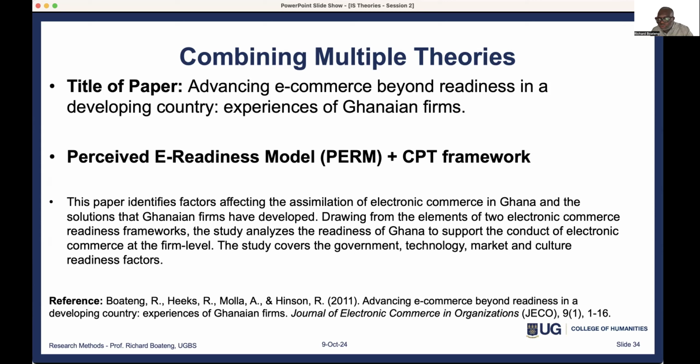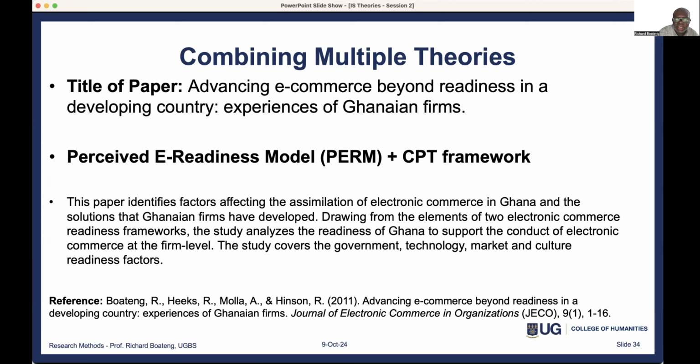For example, government was linked to culture, which is in the CP, the policy, which is in the CPT framework, and also linked to government readiness, which is in the PEM model. Okay. And then technology is also linked with the CPT, that's culture, policy, and technology. The technology and CPT, and then there's a form of technological artifacts too in the perceived readiness model. Then you also have market orientation.